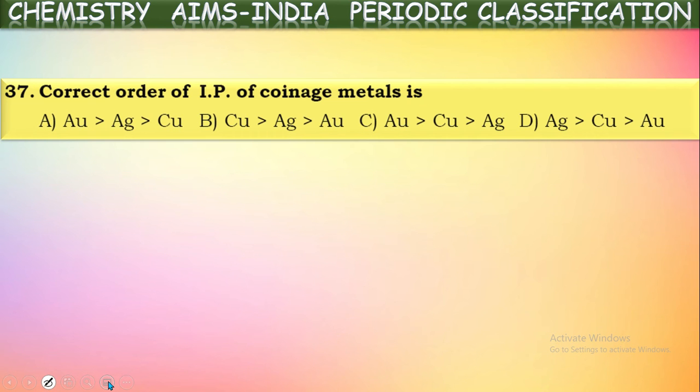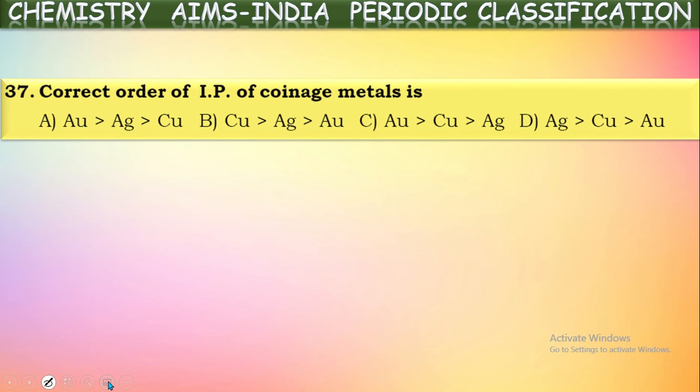Correct order of IP of coinage metals. So what are coinage metals? We know 1B group elements in the periodic table: they are copper, silver and gold. These metals were used for making coins. That is why they are specially called coinage metals. So how does the ionization potential vary among these coinage metals?